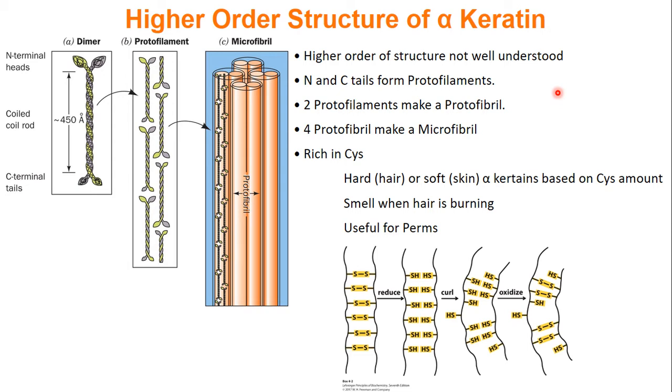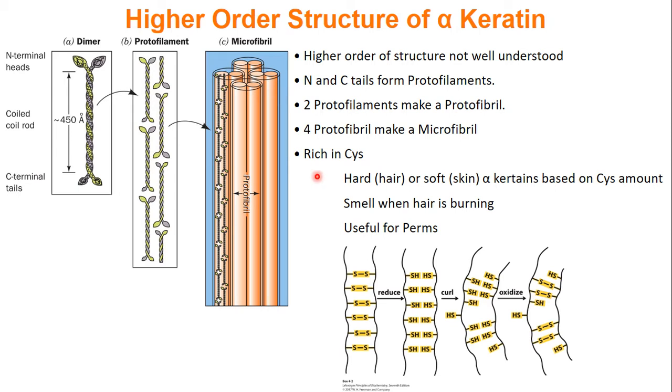Now, if we look at alpha keratin, there are actually quite a few layers of order. First, you just have this coiled rod, which is the dimer. You have the N terminus pointing in the same direction, the C terminus pointing in the same direction, and this is about 450 angstroms. This dimer will form with other alpha keratins, where the C terminus will point against another rod's N terminus for favorable electrostatic interaction, and you'll have two sets of these forming together to make a protofilament. These protofilaments, these units of two, will be next to another protofilament, and this unit is called a protofibril. Then 4 protofibrils will come together to make a microfibril. Unfortunately, we don't know how this really looks. There's a lot still to be discovered about the structure of this.